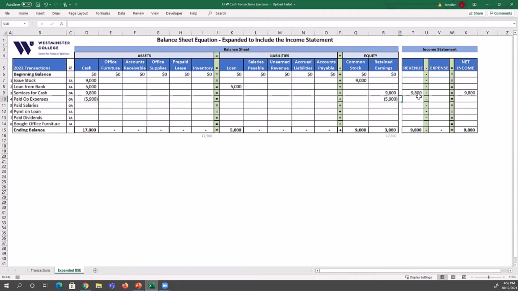Okay, we impacted our retained earnings, so we need to think about, is this an operational type activity that should be on my income statement? And it certainly is. Paying operational expenses like rent, etc., are things that we have to do to stay in business. So I need to think about and analyze how it impacted my income statement.